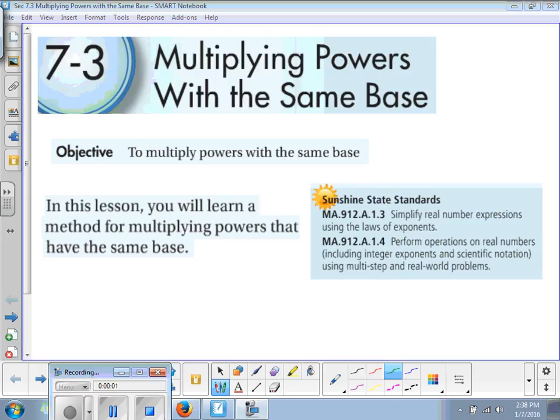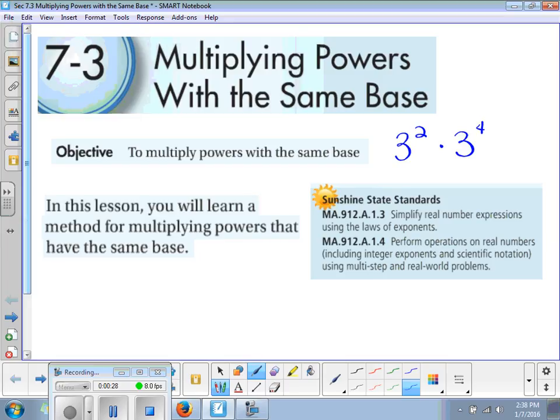Today we're looking at 7.3, which is multiplying powers with the same base. And when we talk about powers with the same base, we're talking about, for example, 3 squared times 3 to the 4th. The base, of course, is the big number, right? If they have the same base, then you can multiply them.